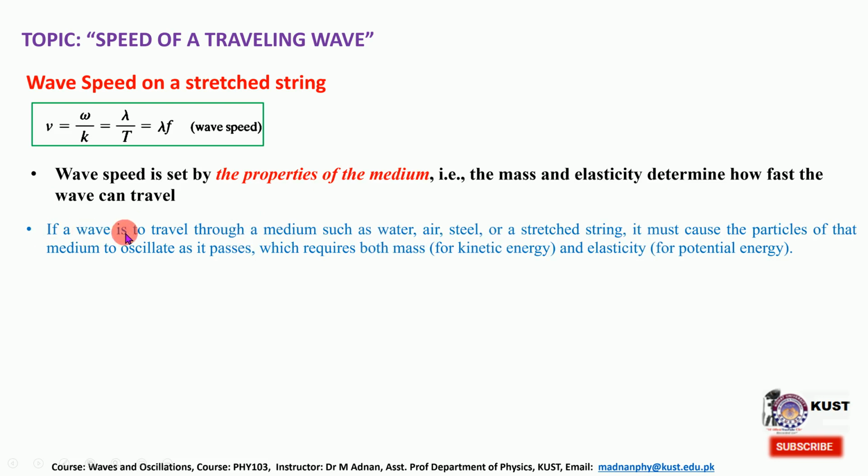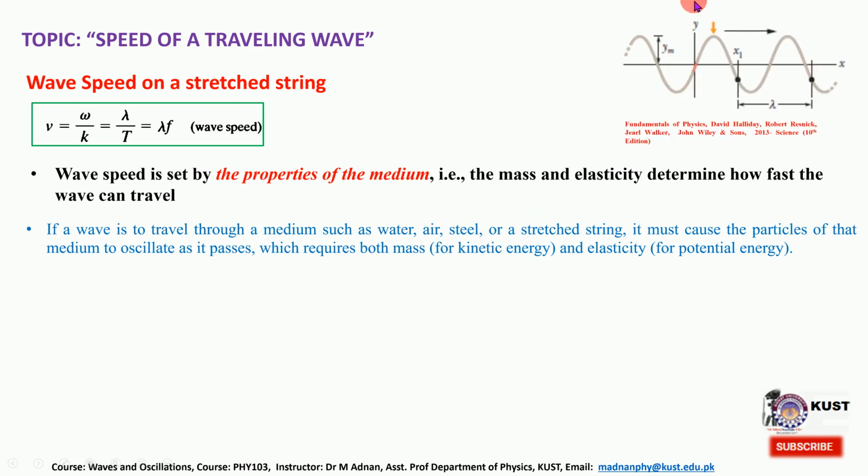Now, if a wave is to travel through a medium such as water, air, steel, as we have discussed in the first lecture, it must cause the particles of that medium to oscillate as it passes, right? Which requires both mass for kinetic energy and elasticity for potential energy. So basically, the wave speed is determined by the properties of the medium, as we will discuss now. This is just a random transverse wave on a stretched string.